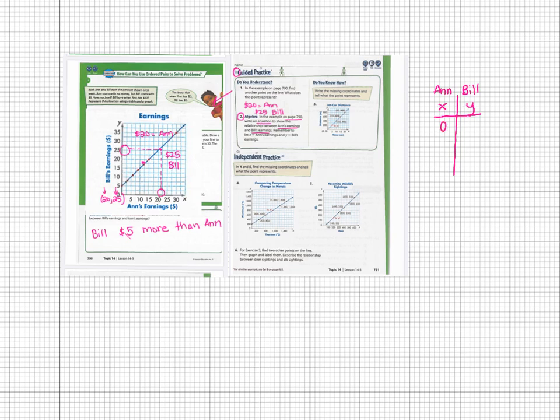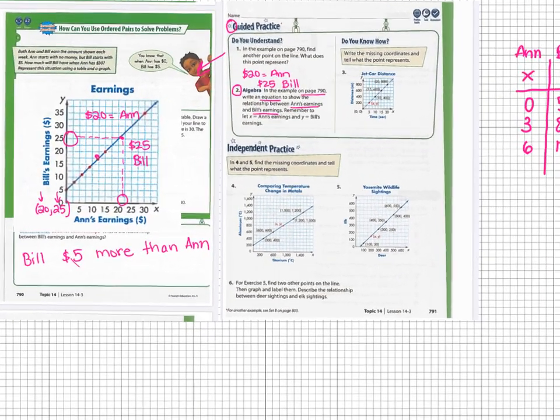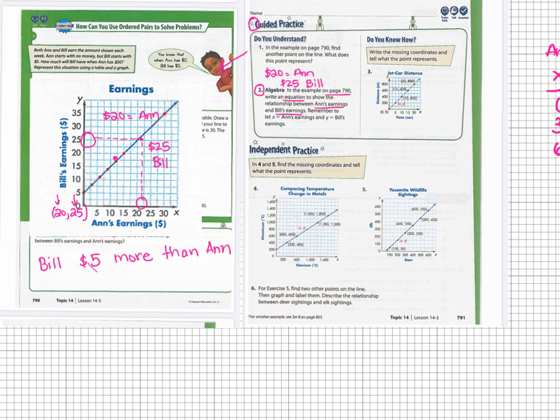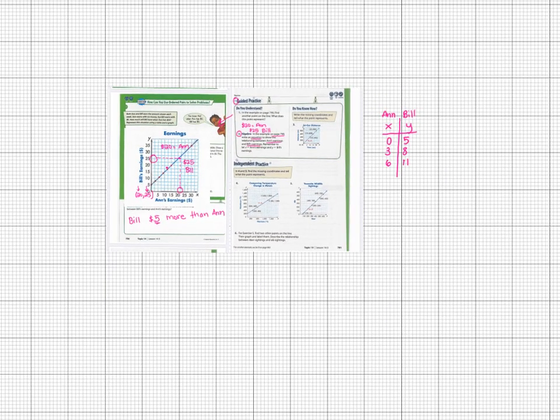Ann started with $0 and Bill had 5, and then she got paid 3, and then he got paid 3, and then she got paid 3, and then he got paid 3, and so forth, right? So we've gone through this process with them. What it wants us to do is write an equation that shows this relationship between them. And we know that he has $5 more. Okay, so let's go back to this.